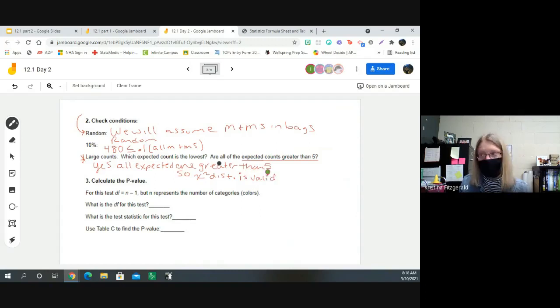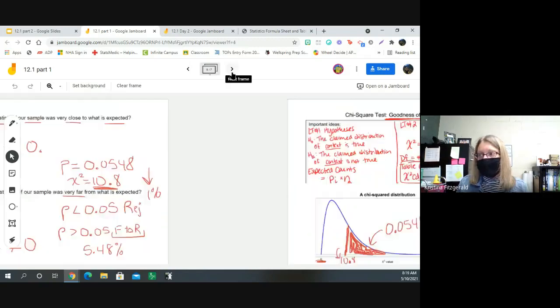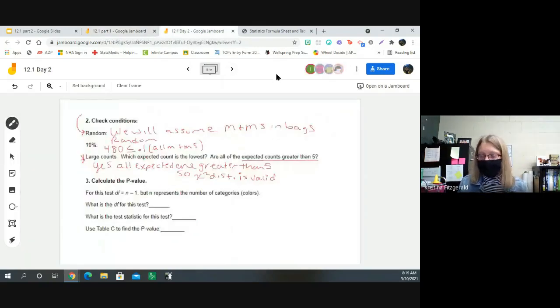Or you can say it's valid. Now, if you really want to jazz it up in a free response, you just want to say which expected count, like use your lowest one. So for us, the brown and the red had an expected count of 62.4. You just want to say, oh, okay, our lowest was 62.4, which is clearly greater than 5. So this just verifies that, yeah, we do have it. It's kind of like your work. That's the only difference on a chi-squared.